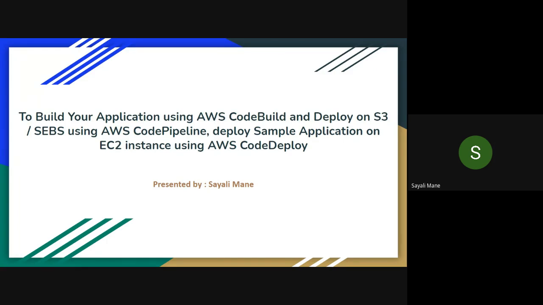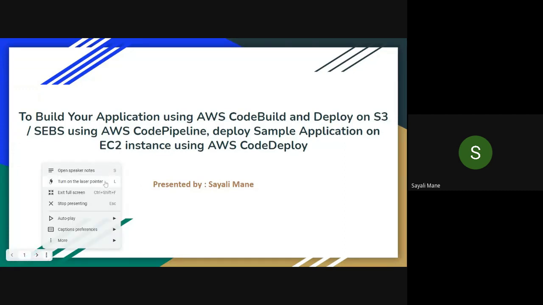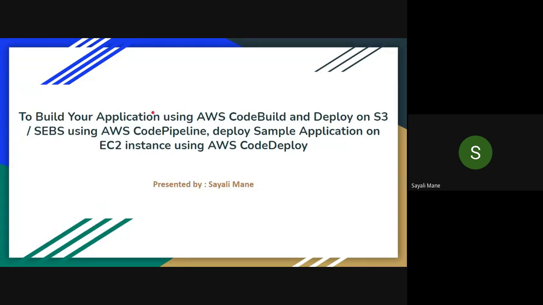So today we are going to perform experiment number 2 in Advanced DevOps. So this is the title of your experiment or application. The title is to build your application using AWS CodeBuild and deploy on S3 or EBS using AWS CodePipeline. Deploy the sample application on an EC2 instance using AWS CodeDeploy.